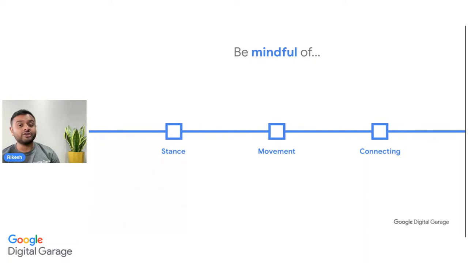Now, a few final things to be mindful of when it comes to body language is think about your stance. Now, this generally applies more for in-person sessions. So think about, if you've got an open stance, it's great. It shows that you are confident in what you're talking about and confident as a speaker as well. Think about your movement as well.